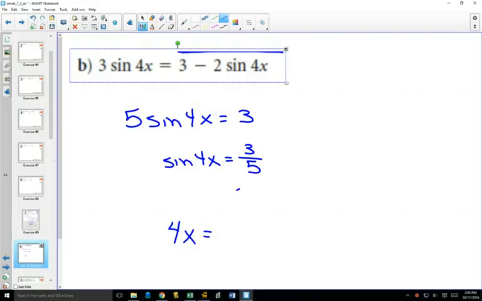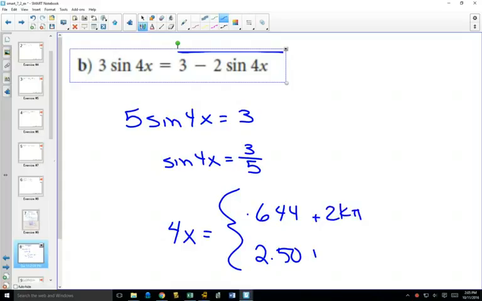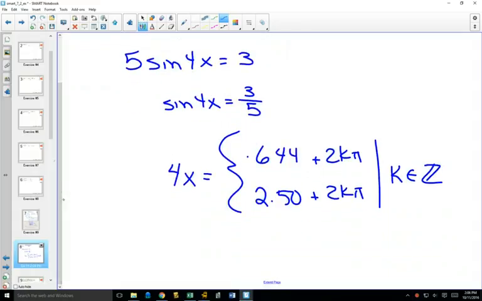And this is what I'm going to do. I'm going to write my 2 answers, one in quadrant 1, which is 0.644, and one in quadrant 2, which will be pi minus my reference angle, 2.50. And I'm going to just solve the general solution right away, as if it was just a theta question. But instead of a theta question, what is it? It's a 4x question. It's a multi-revolution.